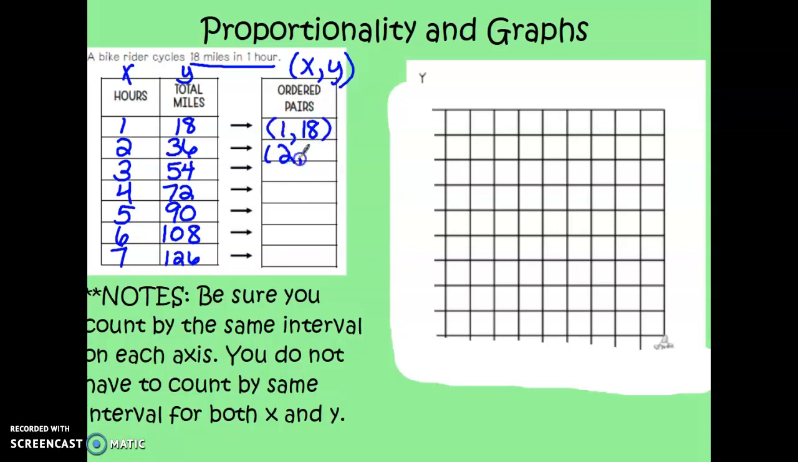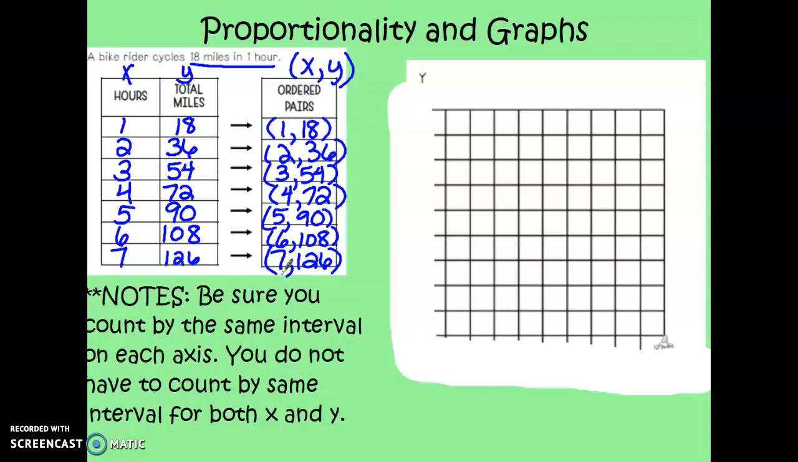Okay, second would be 2, comma, 36. Then we have 3, comma, 54. We always see them in parentheses. Then 4, 72, then we have 5, 90, and 6, 108, and 7, 126. So for those of you that did pick up your copies, you were able to fill in this information. If you need to, pause the video so that you can keep up, and then you can just continue it when you need to.